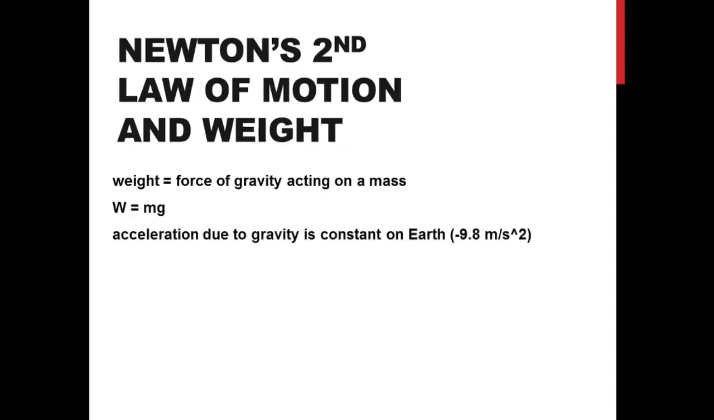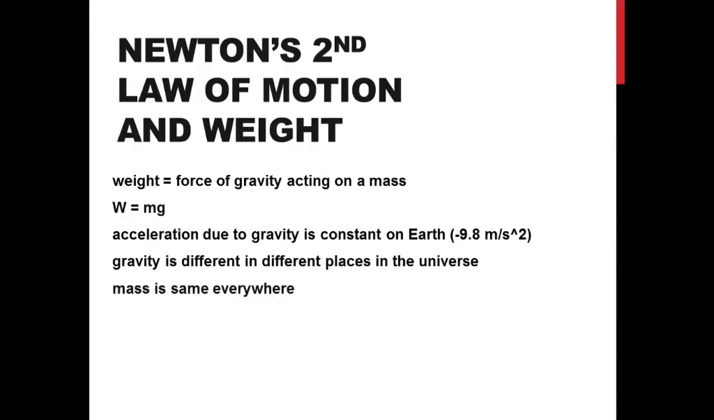And here on Earth, the acceleration due to gravity is negative 9.8 meters per second squared. So if you were to stand on a scale, the scale is calculating your mass and also the acceleration due to gravity, which gives you your weight. And gravity is different in different places of the universe. Doesn't matter where you are, your mass is the same, but your weight will be different. And your mass is the same everywhere. And the weight depends on the object's location in the universe.